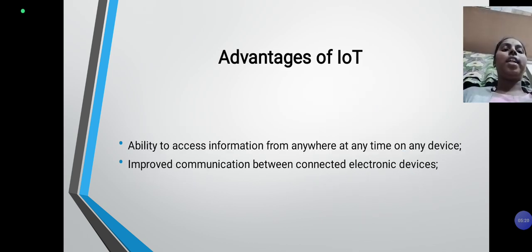What are the advantages of IoT? Ability to access information from anywhere at any time on any device. From anywhere we can access the information or data, and improved communication between connected electronic devices. So it improves the connection between connected electronic devices.